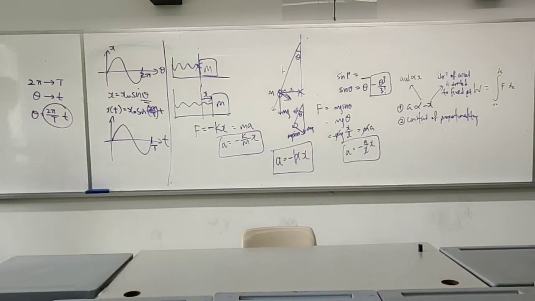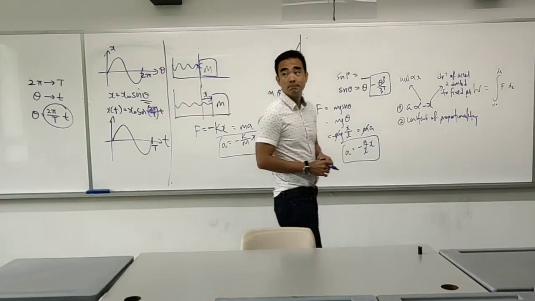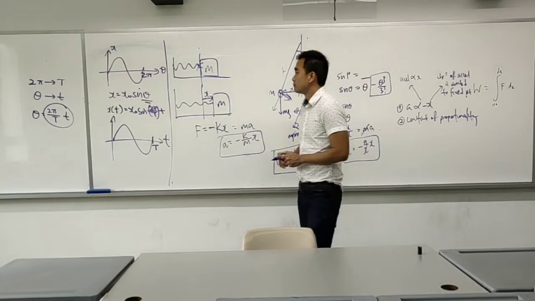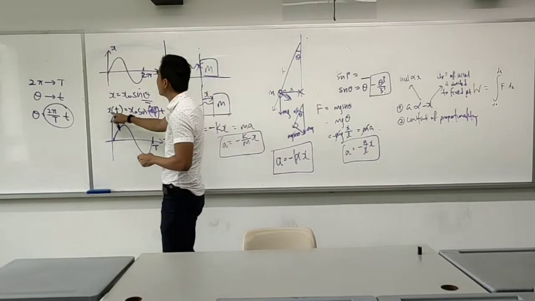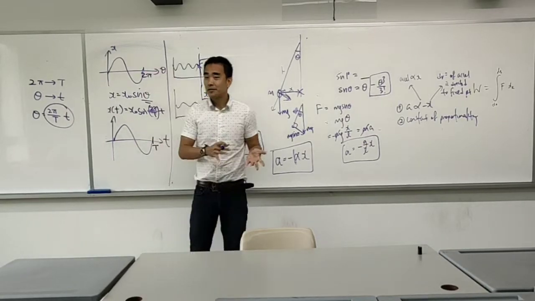Just to confirm, x bracket t is like x over t? Oh no, x is a function of time. Yeah, like f of x, f as a function of time.